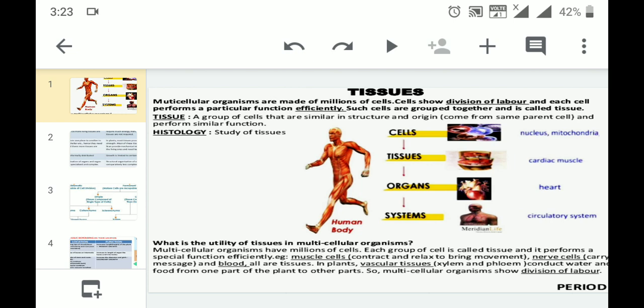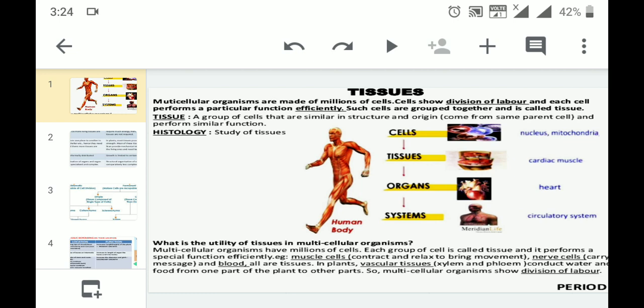So tissue is a group of cells that are similar in structure and origin, come from the same parent cell, and perform a similar function. In histology, a group of cells is known as a tissue, a group of tissues is known as an organ, and a group of organs is known as an organ system. These organ systems help to create a complete human body.